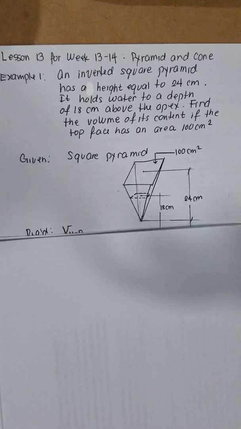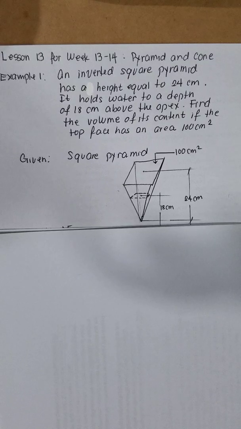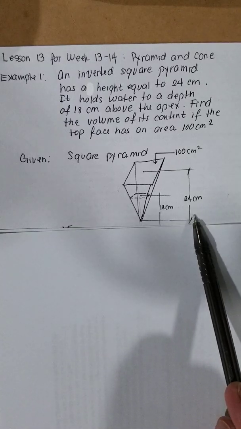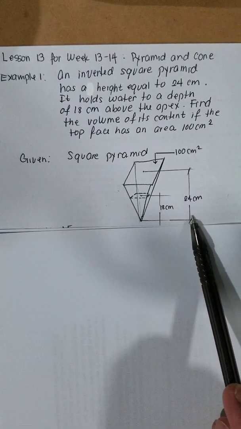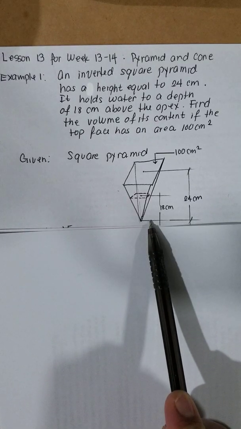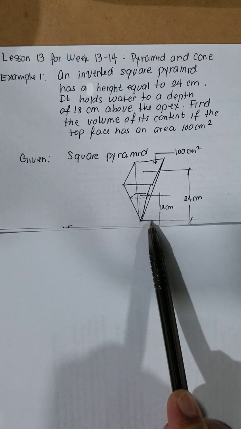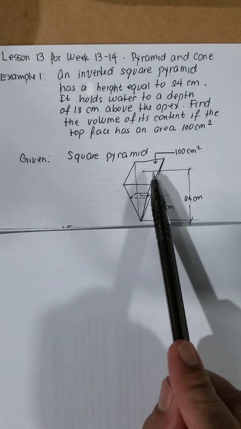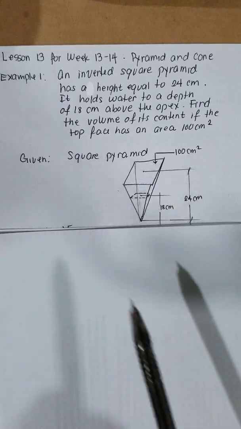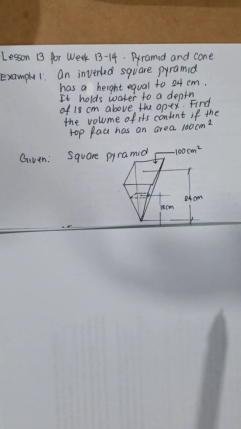In example number 1, we are given a square pyramid of the following dimensions. Height is equivalent to 24 centimeters. The water is at a depth of 18 centimeters above the apex, and a face area of 100 square centimeters. We are being asked about the volume of the content, which is water.